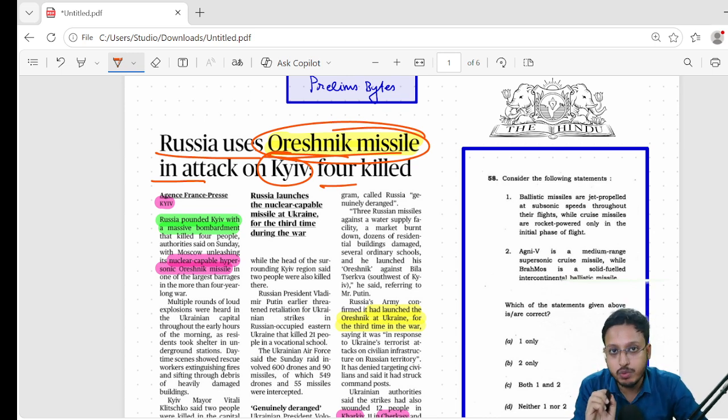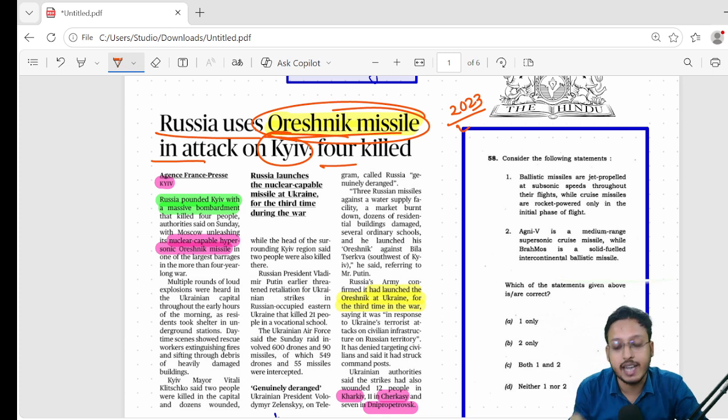But first, you need to understand why we choose that topic in Prelims Bites. For that, you need to go to the previous year question. There's a previous year question in 2023, in which UPSC asked about the difference between ballistic missile and cruise missile, as well as the Agni 5 missile and BrahMos missile. So from this perspective, we can understand that missile is an important theme for UPSC. And this is in news, so we have to read it in a very detailed manner.